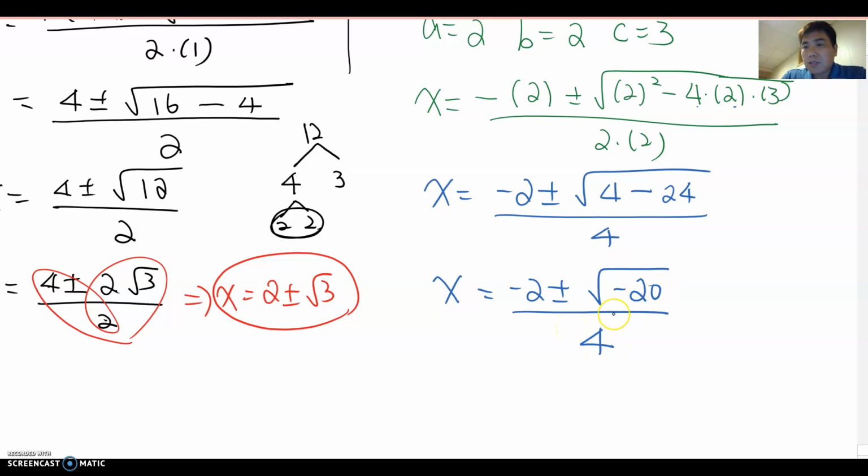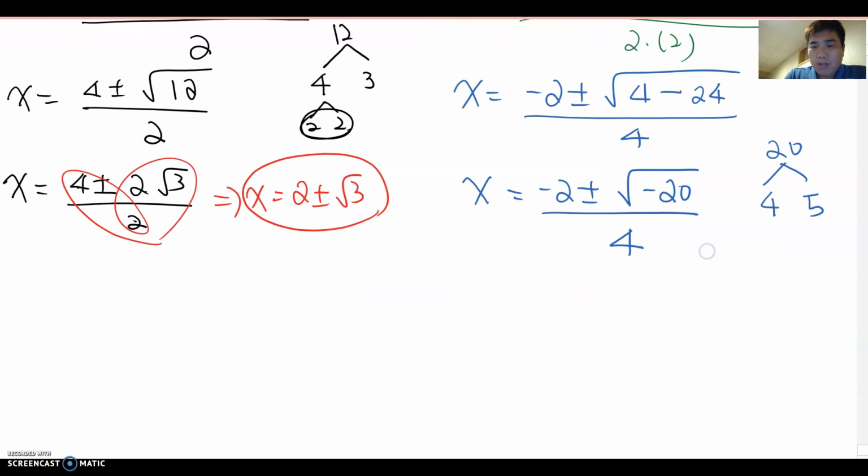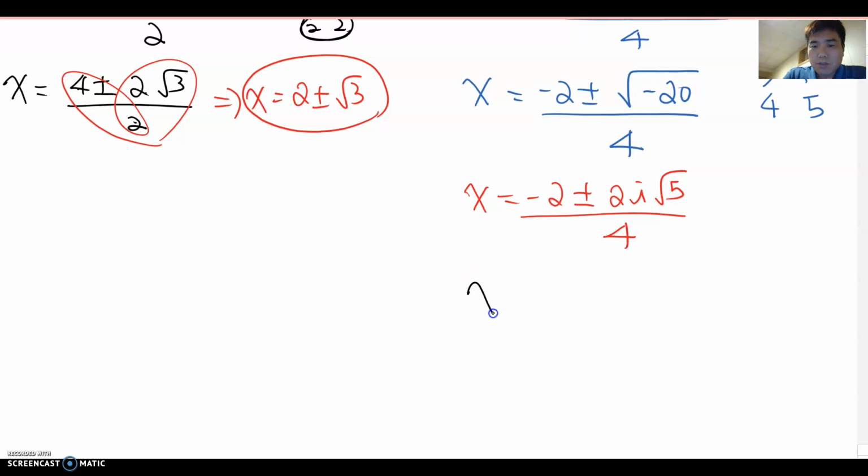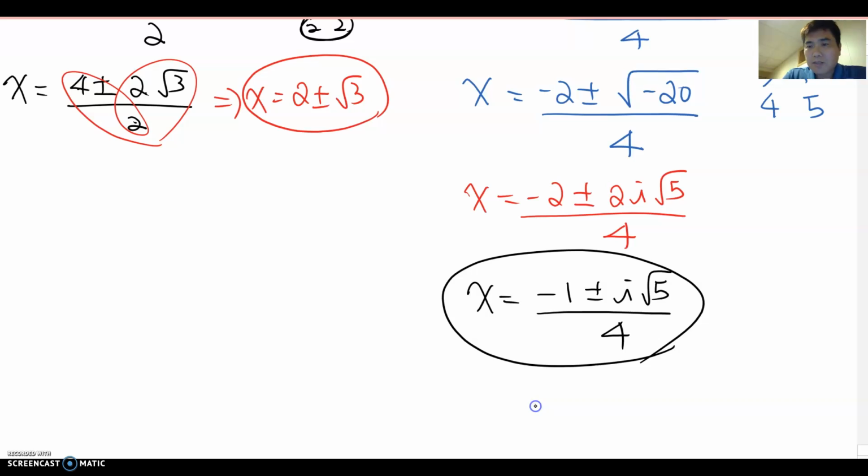But now this is an imaginary number term. 20 means, as you see, 4 times 5. Therefore, you can rewrite that as x equals negative 2 plus and minus 2i root 5, over 4, and simplify using the common factor. What's the common factor between 2 and 4? Yes, it is 2. Therefore, the answer is x equals negative 1 plus and minus i root 5, over 2. That will be the answer for this problem.